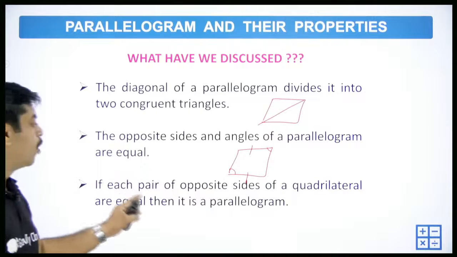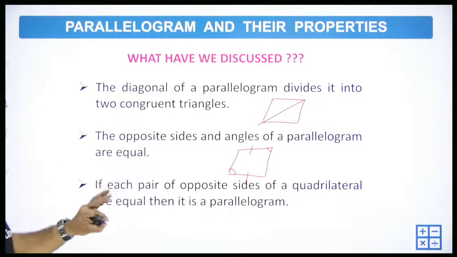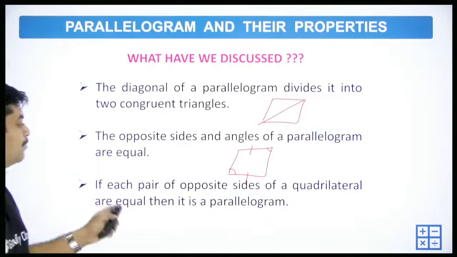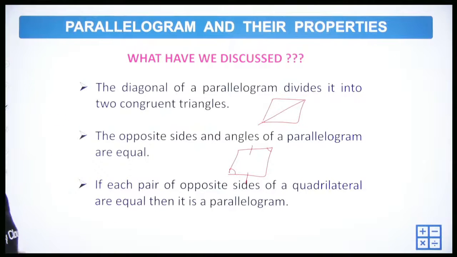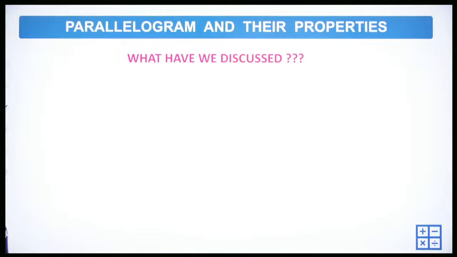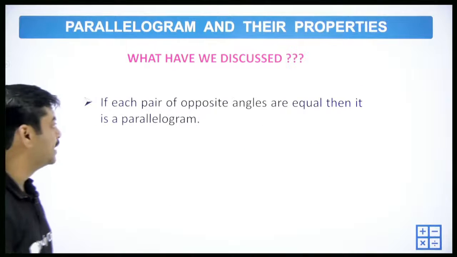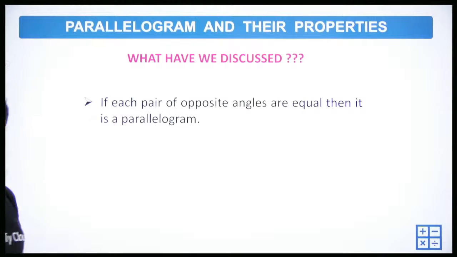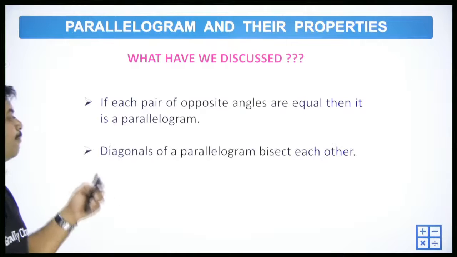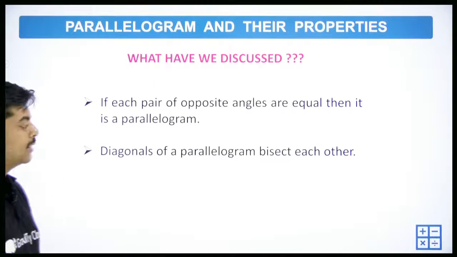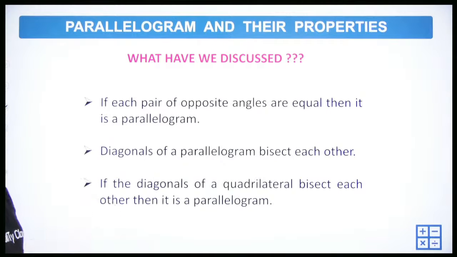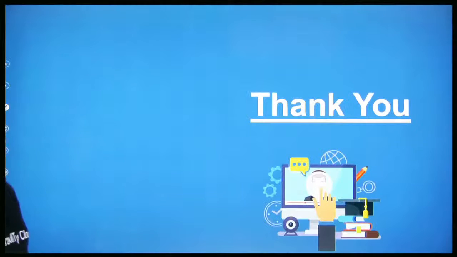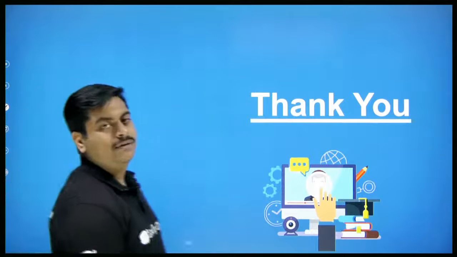If each pair of opposite sides of a quadrilateral are equal, then it is a parallelogram. If each pair of opposite angles are equal, then it is a parallelogram. Diagonals of a parallelogram bisect each other. If the diagonals of a quadrilateral bisect each other, then it is a parallelogram. So those are the beautiful points that we have discussed till now.